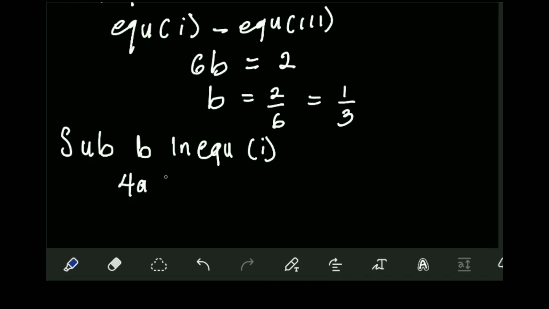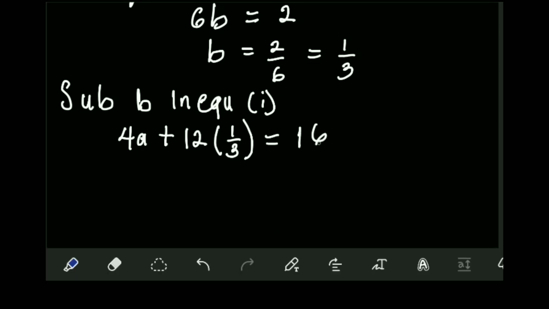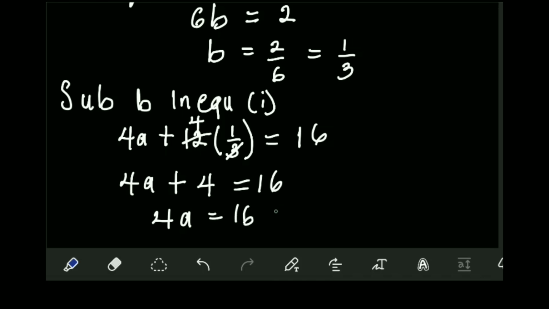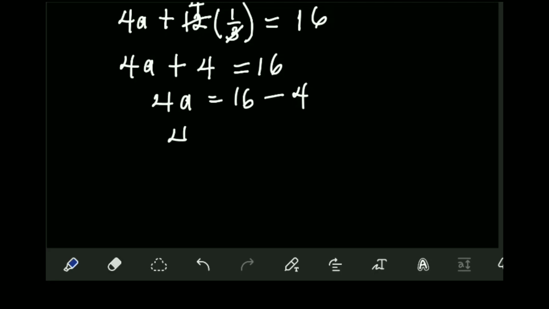So equation 1 here, I have 4a plus 12b, so I write this as 1 over 3, equals 16. So I have 4a plus 12 times 1 over 3. 3 here goes once, 3 here goes 4, so 4 times 1 is 4, equals 16. So 4a equals 16 minus 4 when you collect your like terms. That gives us a value of 12. And a will be equal to 12 divided by 4.